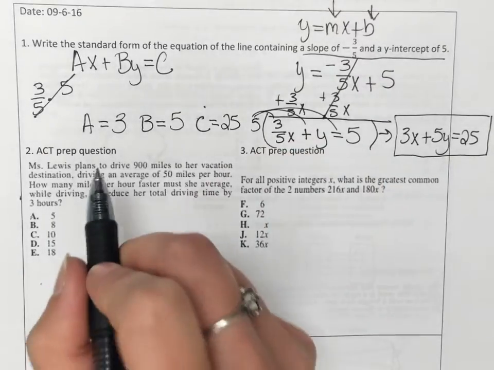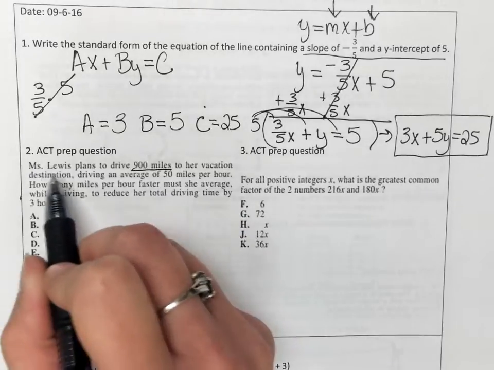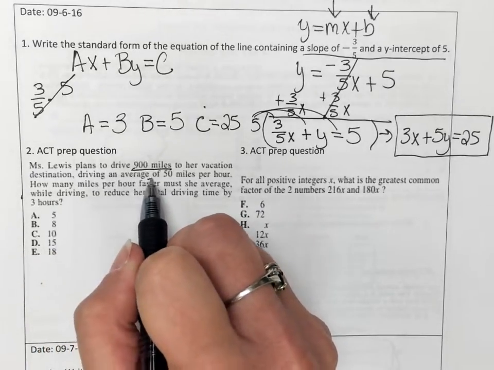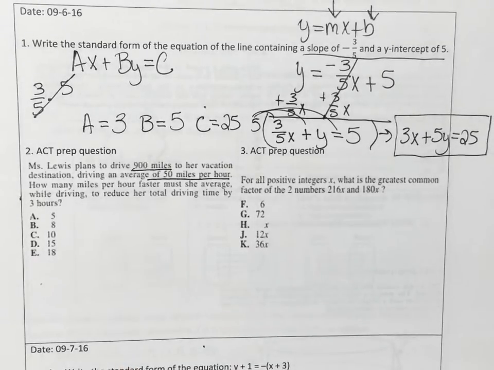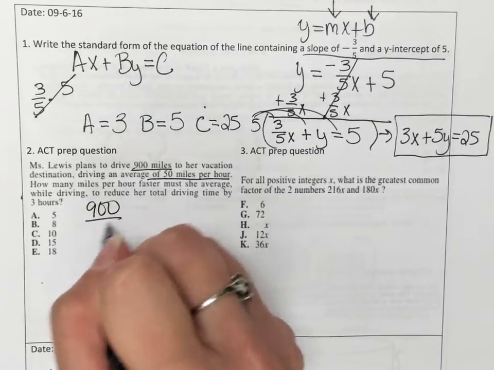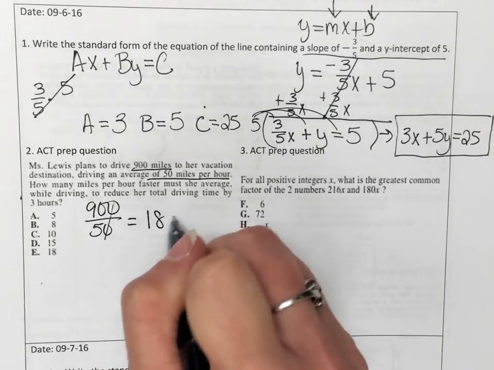So you've got Ms. Lewis, who plans to drive 900 miles for her vacation, and she is going to average 50 miles per hour. So, guys, look, if it's 50 miles per hour, how long is it going to take her to get there? How do I figure that out? There you go. 900 divided by 50, right? So the zeros go away, and that is 18, right?